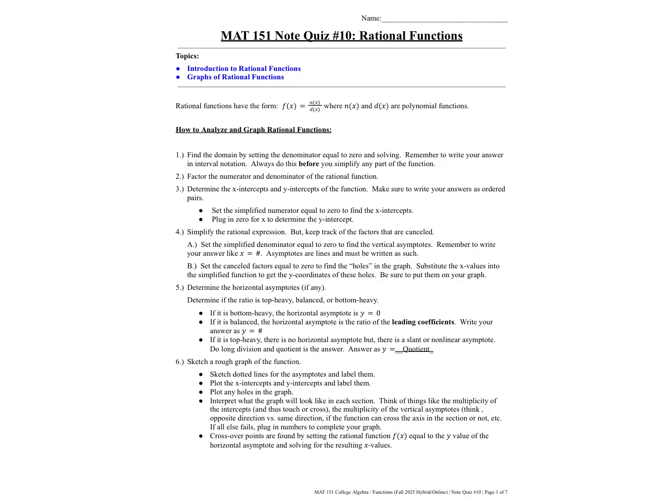Hello and welcome to Note Quiz number 10, which is all about rational functions. The goal of this note quiz is to go through and identify all the key features of rational functions and then graph them using those key features.